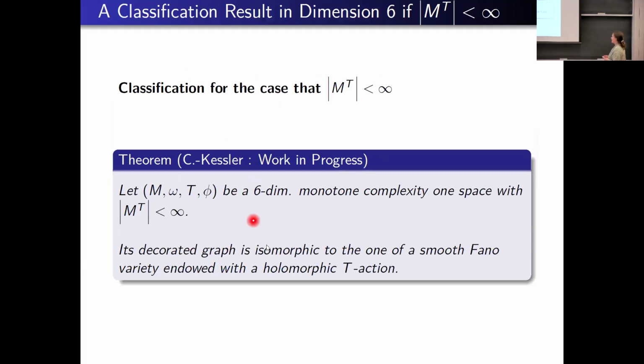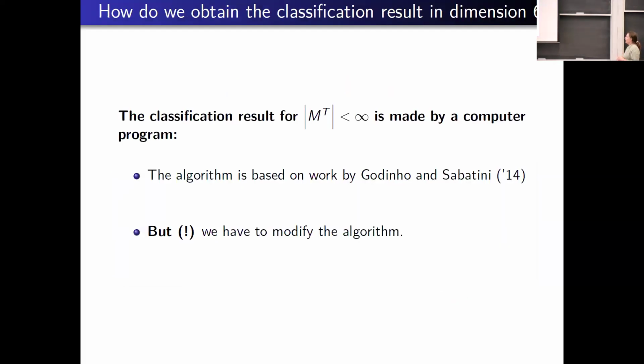Then a classification result which I have made with Liat, and it's work in progress. And namely, we showed that whenever you have a 6-dimensional monotone complexity 1 space with only isolated fixed points, then its decorated graph is isomorphic to a smooth Fano variety endowed with a holomorphic action. And how did we prove this result? So the result for the case is made by a computer program.